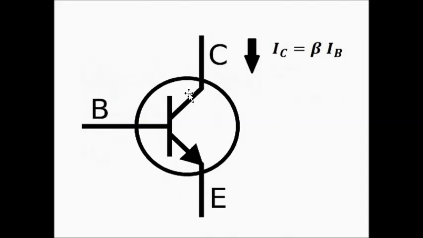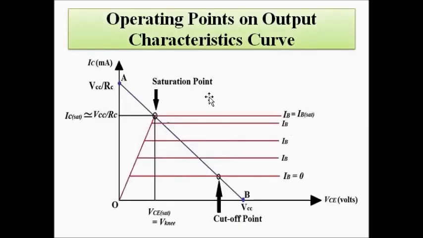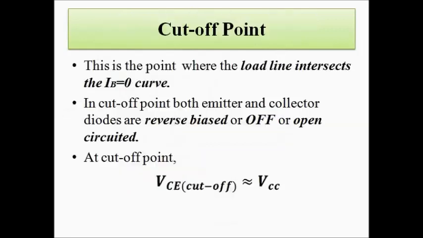This is the internal structure of the BJT. IC is equal to beta IB in the active region. Now in all the saturation, cutoff and active regions, I told you to ignore the first and the third point. So now you will understand what that first point and third point were. Here in the cutoff point, let's first go into that. In the cutoff point, we say that the cutoff point is marked by the point where the load line intersects the IB equals 0 curve.